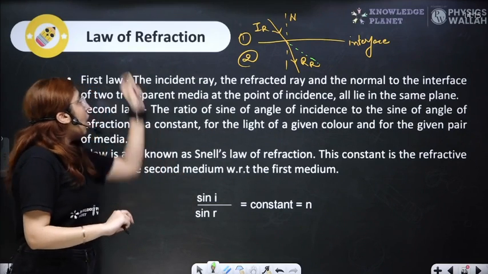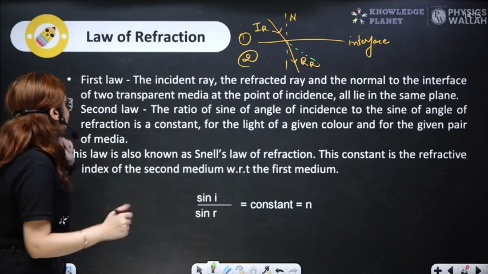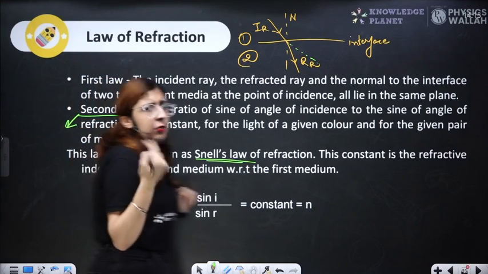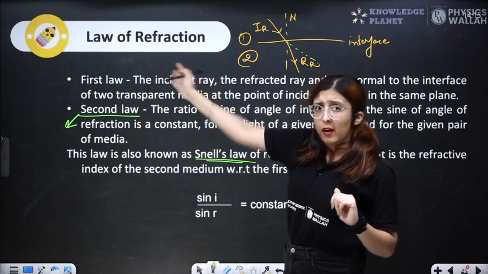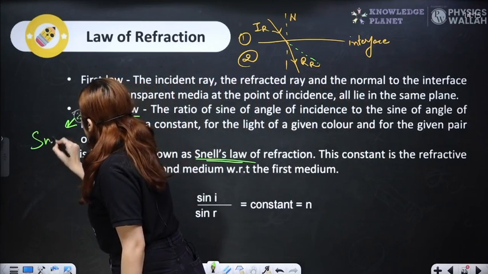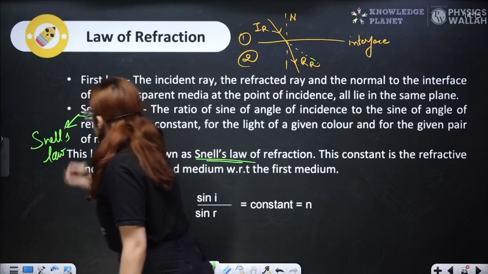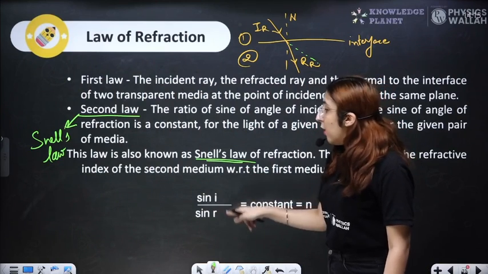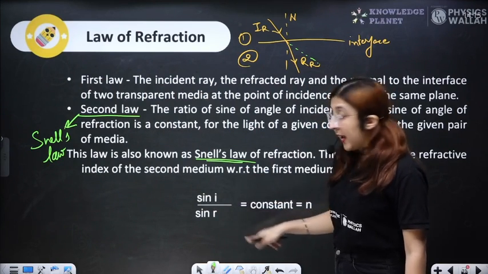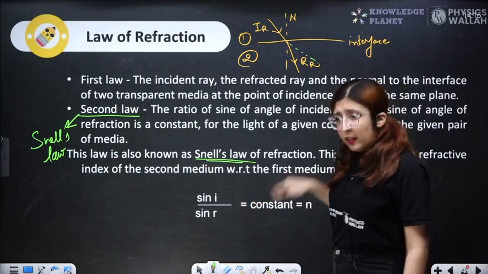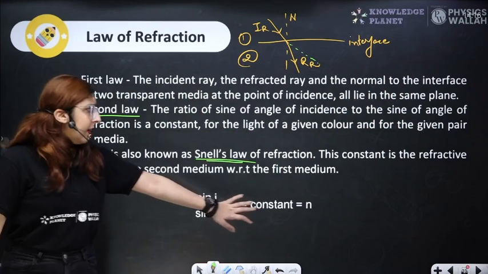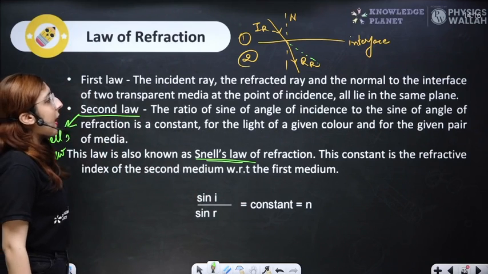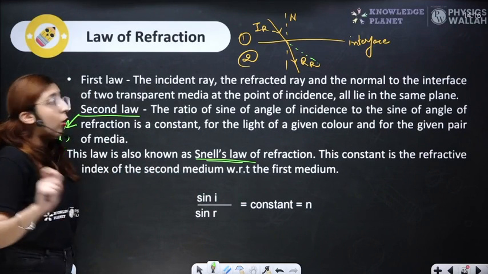The second law of refraction is also called Snell's law. A lot of kids get confused about what Snell's law is. The second law of refraction is only your Snell's law. Now Snell's law tells us that the sine of your angle of incidence by the sine of angle of refraction will be nothing but a constant. This constant is nothing but the refractive index that we are going to talk about. Initially they are saying that the ratio of sine of angle of incidence to the sine of angle of refraction is a constant.